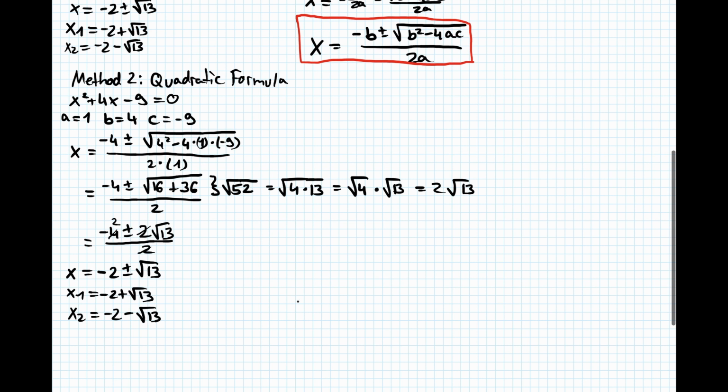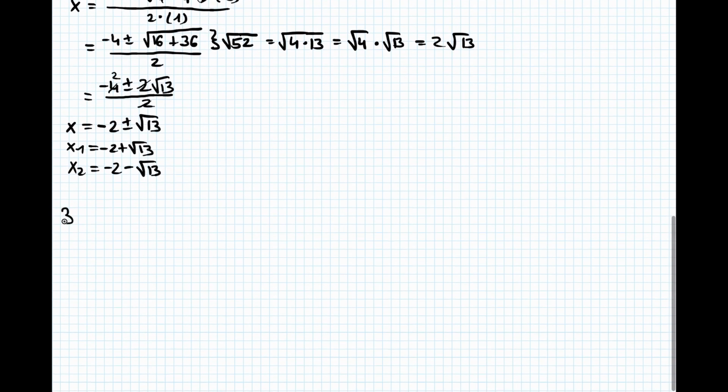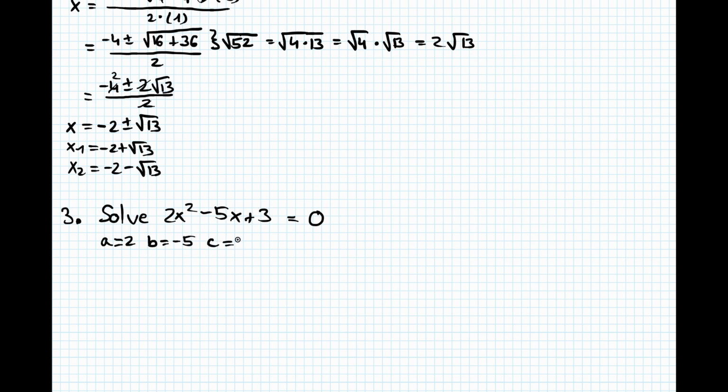Alright, let's just do one more example of using the quadratic formula. So let's have a third question. Just solve 2x squared minus 5x plus 3. If you want, you can just pause this video right here and try it for yourself, and after check back for the solution. So our a is equal to 2, our b is equal to negative 5, and our c is equal to 3.